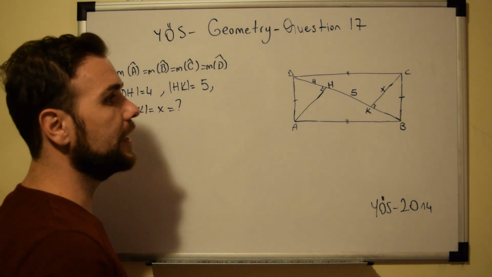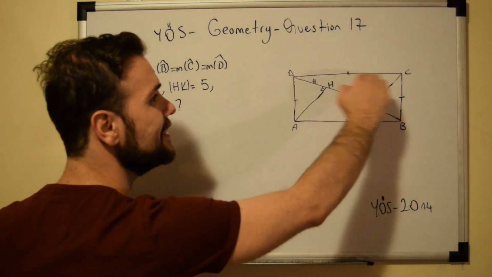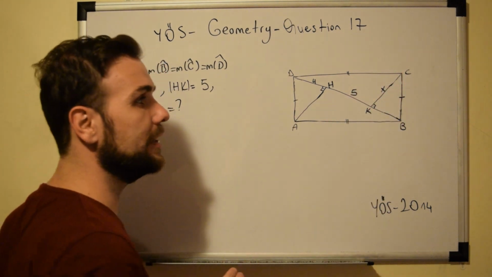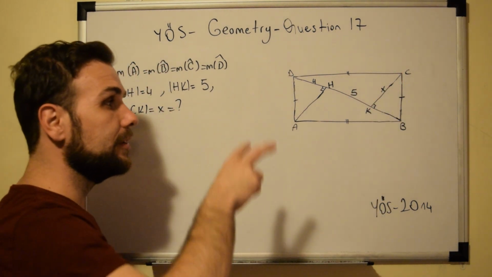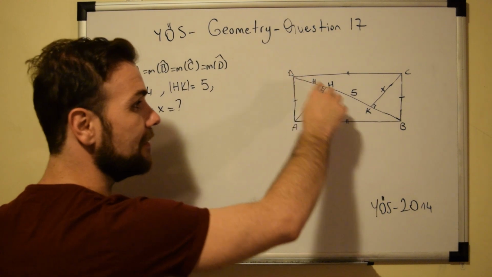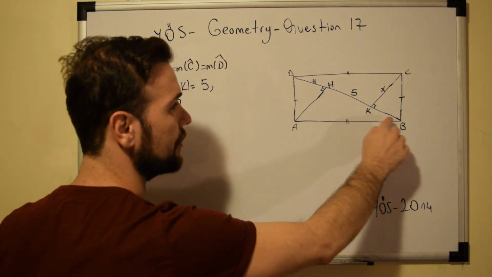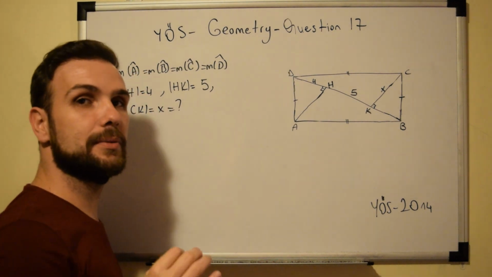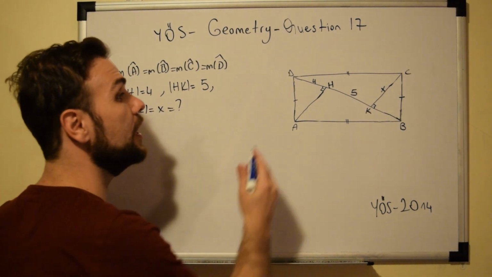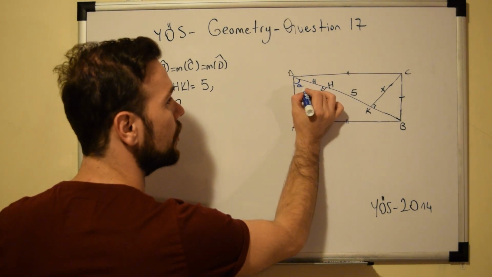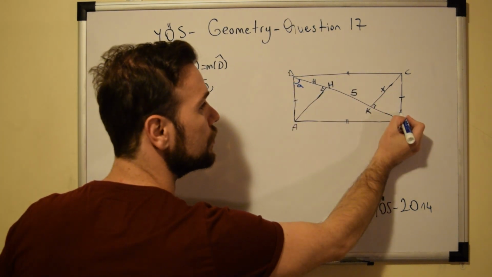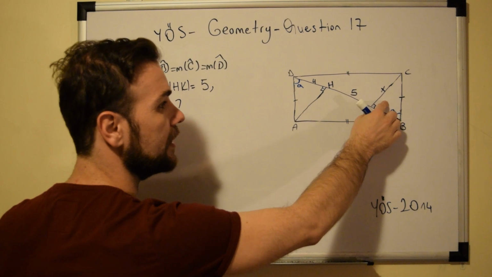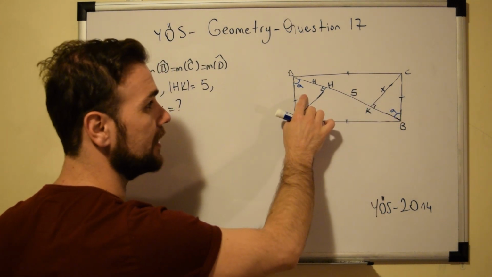Now, what do we do here? As you know, DC is parallel to AB as DA is parallel to CB. So when we have parallel lines, and this diagonal creates a Z form, there is a special rule that applies. We know that this angle, I'm going to name it A, is equal to this angle. And as you can see, this is a right triangle, and this is a right triangle.